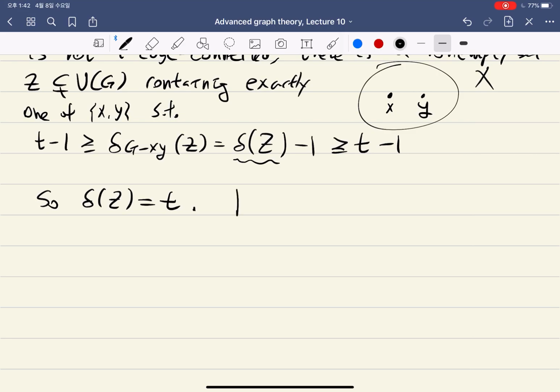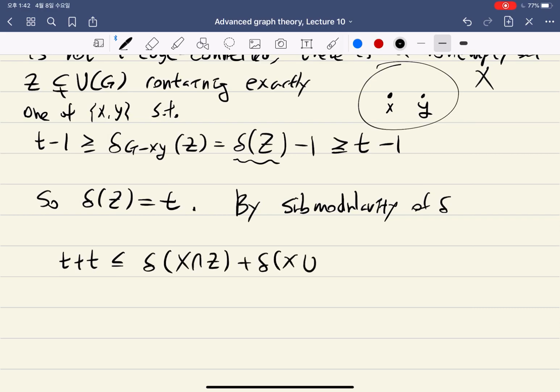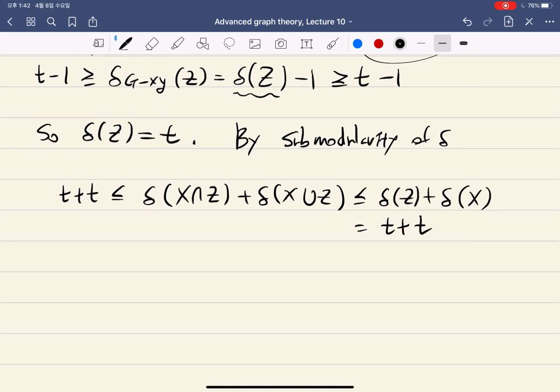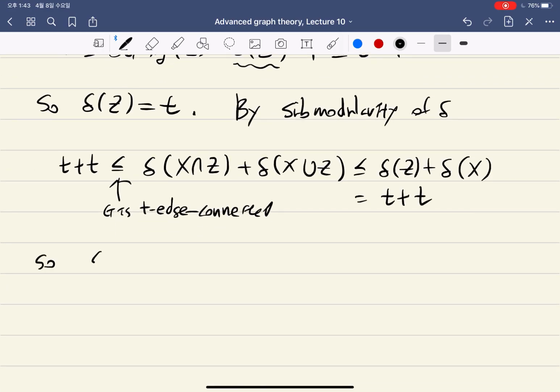Then, by the submodularity of this function delta, what do we have? X intersection G and X union G. If you sum it up, then that's at most delta of G plus delta of X, which is 2t, which implies that, because the graph is t-connected, any set has delta value at least t. So delta of X intersection G is t.